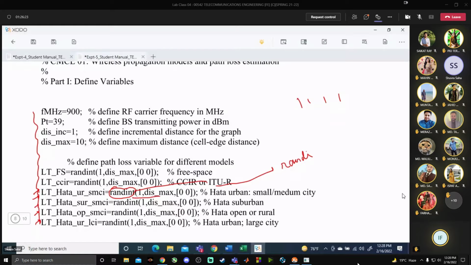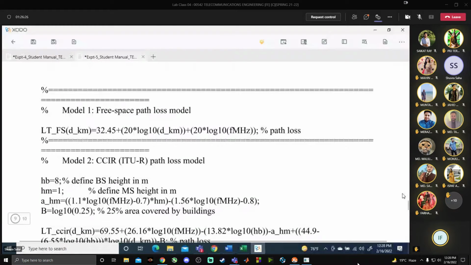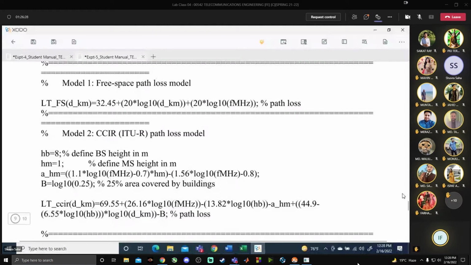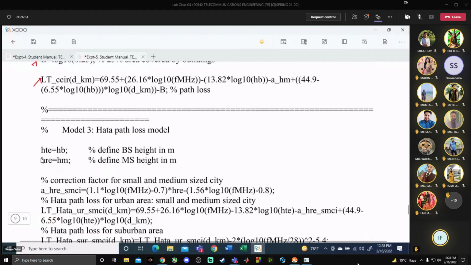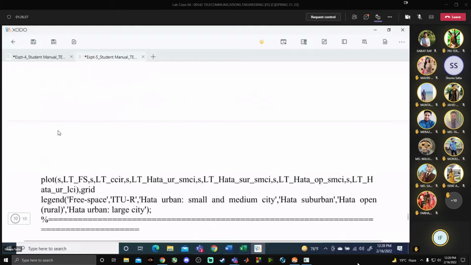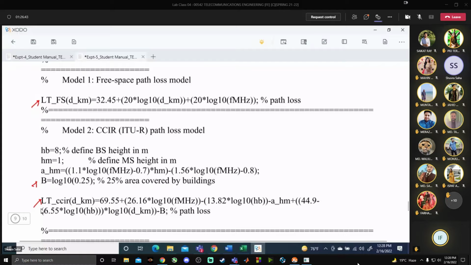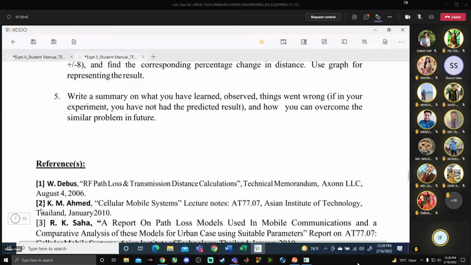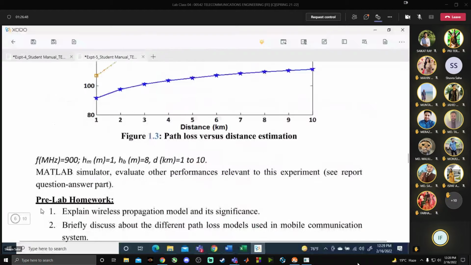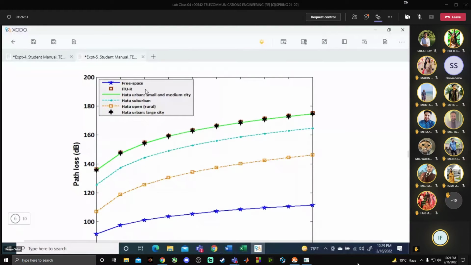And then after defining the variables, you calculate the path loss. So readily available equations are there, you just place them. ঠিক আছে? After calculating, you just plot the graph. Okay? And if you do it properly, you should get approximately this kind of a graph. So everything is calculated, free space model, CCIR or ITU-R model. For Hata, you have urban, small, medium sized city, Hata suburban, Hata open, rural, and Hata large city. Okay.